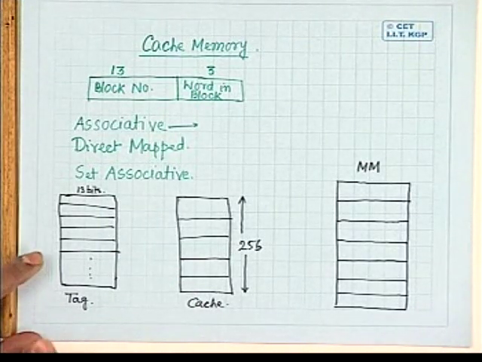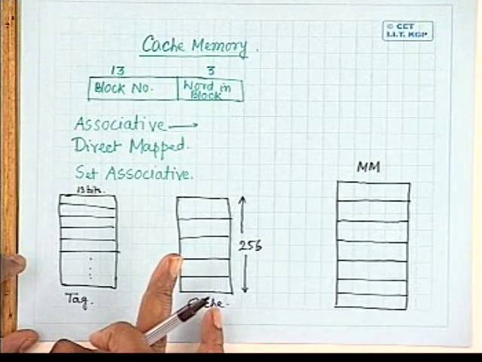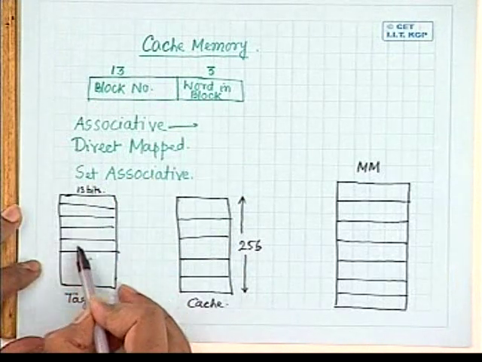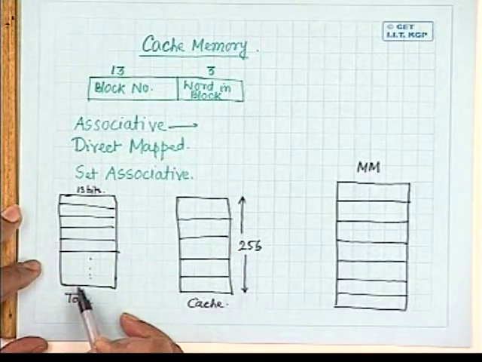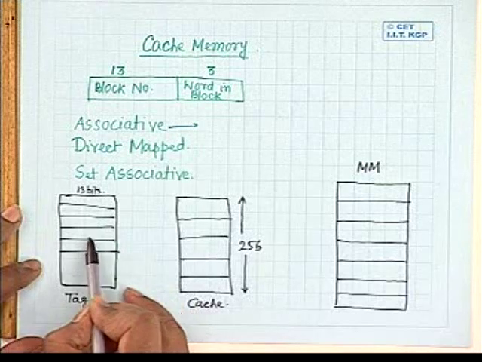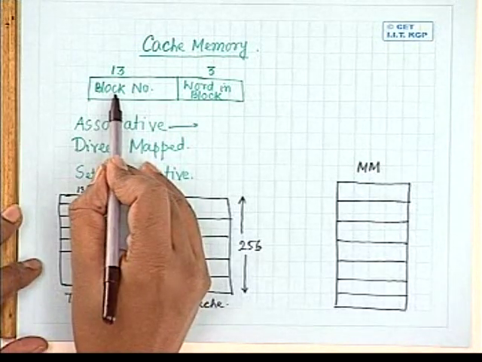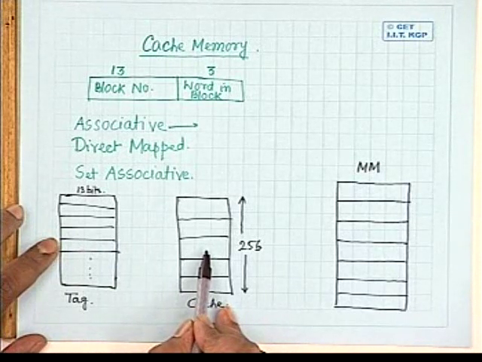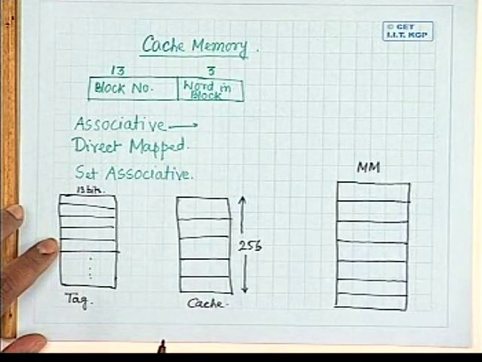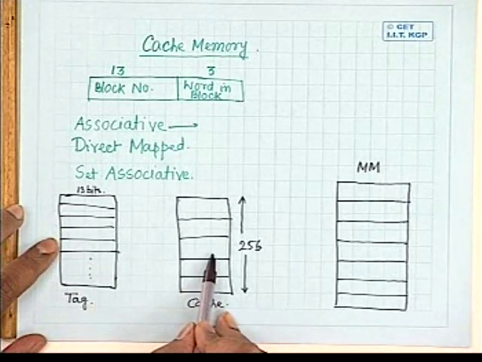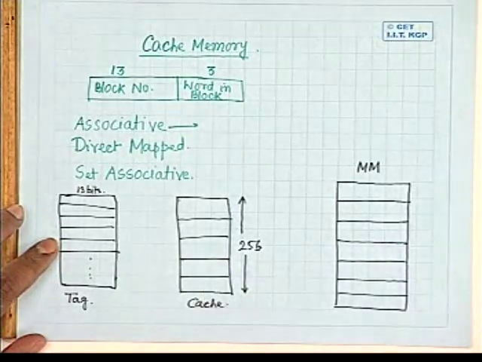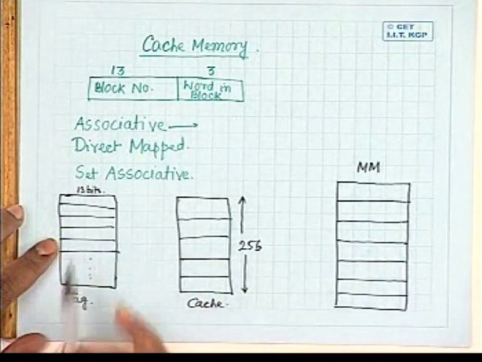Okay. So whenever the CPU generates an address, the block number field of the address is compared with different tag locations. If any of the tag memory matches with this content, then it is assumed that the corresponding data is available in the cache memory, and you get the data from cache. Okay. If it is not available in the cache memory, then only you have to go to the main memory, read the data, put it into cache memory, and set the tag field accordingly.